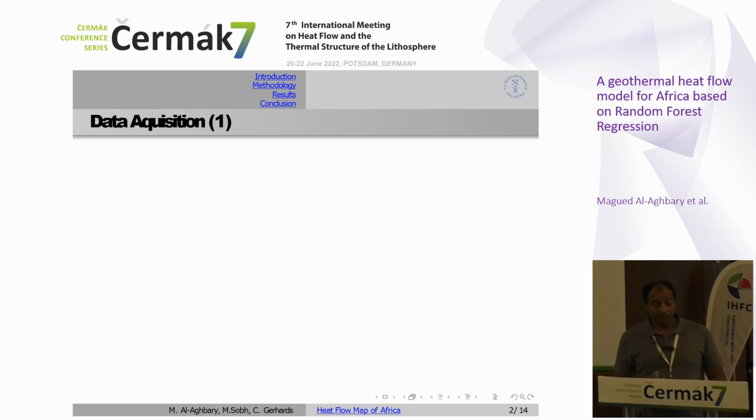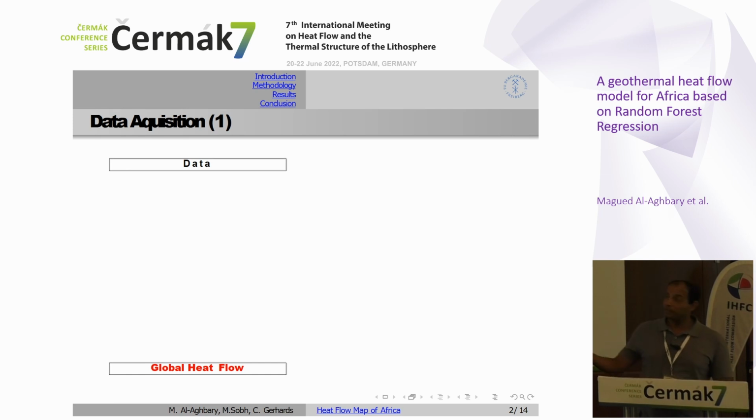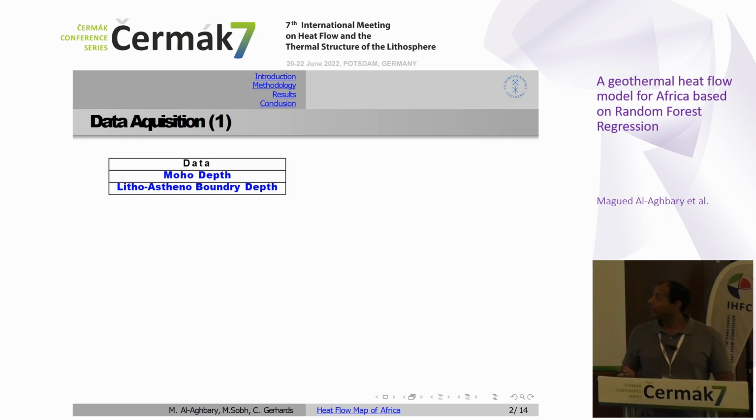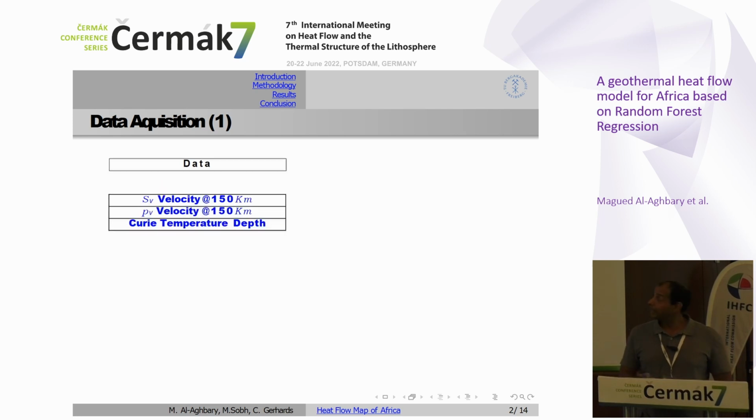Machine learning. If we'd like to do it, we start by collecting the data. We have already agreed that we are trying to model the geothermal heat, so that's our labeled data. And in order to train the model, we can go crazy. We can choose whatever observables that we would like. In our model, we used 16 observables, starting with the MOHO and LAB depth, seismic velocity, S and P wave, as well as Curie temperature depth.